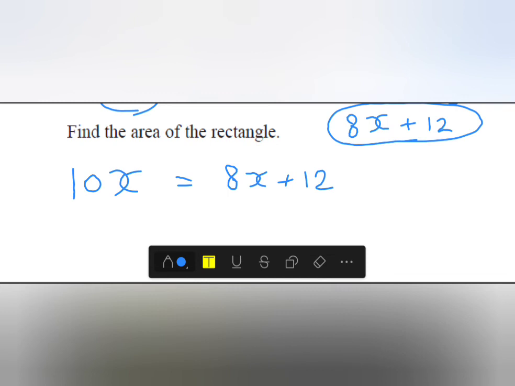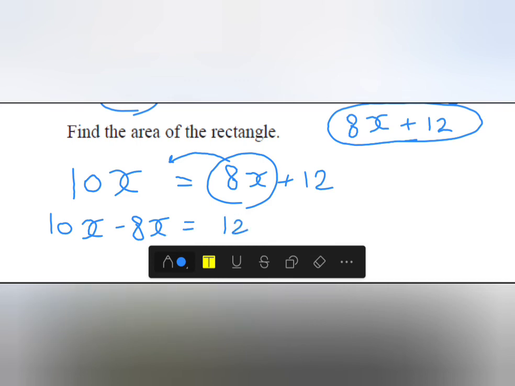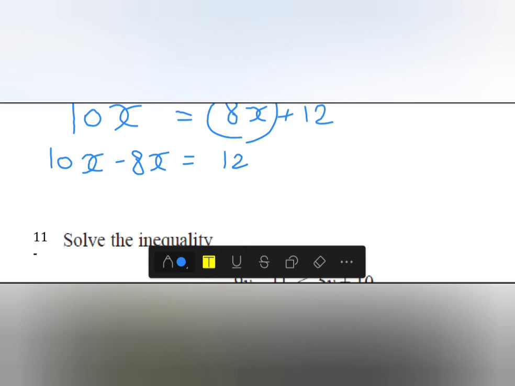To find x, or to find the value of x, I have to put all the variables in one side that have x, and all the numbers or constants on the other side. So I'm going to take this 8 here and make it negative 8x. So 10x minus 8x equals 12. Next, here 10 minus 8 is 2x.